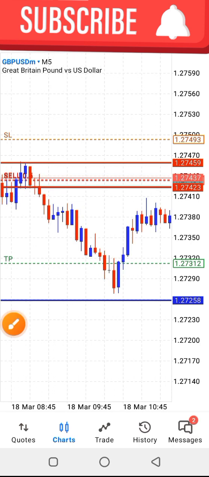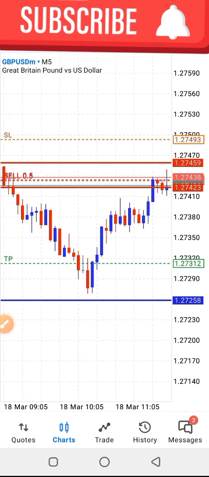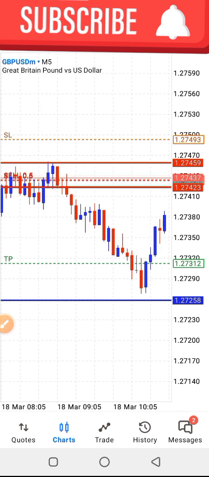One of the reasons why your zones don't work is that the zone you are drawing, yes, there is movement from the zone aggressively, but there is no break of structure. So everything has to fall in line. There must be aggressive movement and break of structure. So that criteria is met. Now, the second criteria is there should be a fair value gap just before the zone.